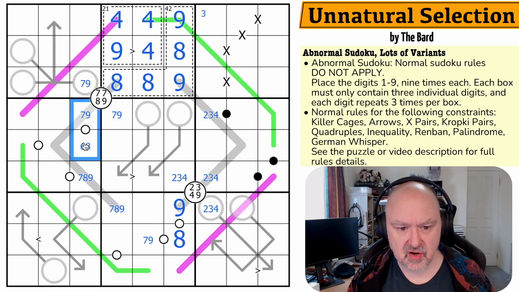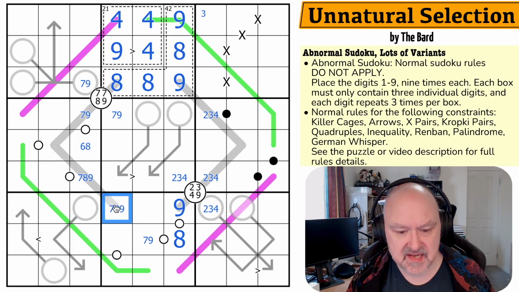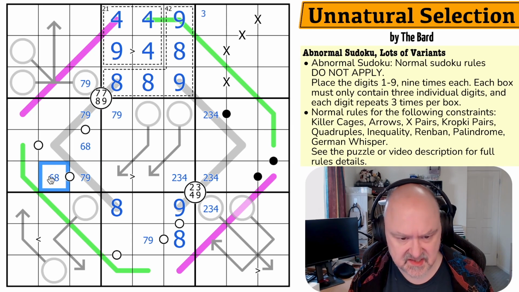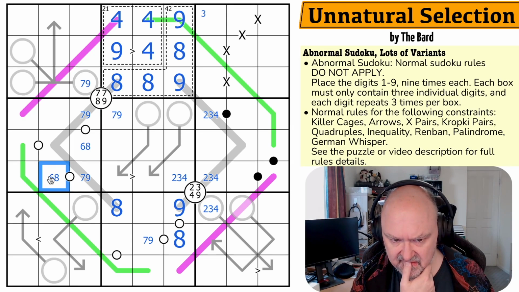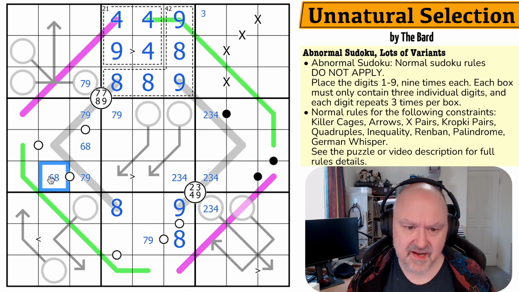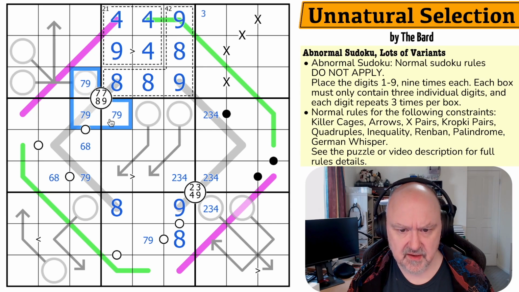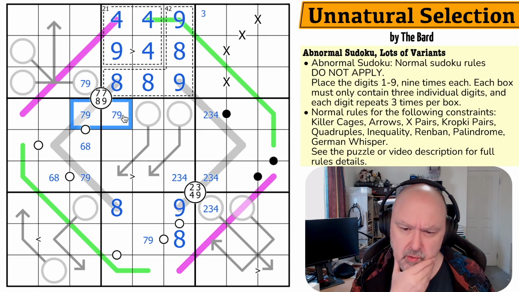If this is a 9, this is an 8, and that doesn't work. Well, this is an 8. No, it does work. These are the same digit, and that can't be an 8, so this can't be an 8. This is 7 or 9, so this is 6 or 8. I need to put 2 7s around here. But I could put them in the same row.